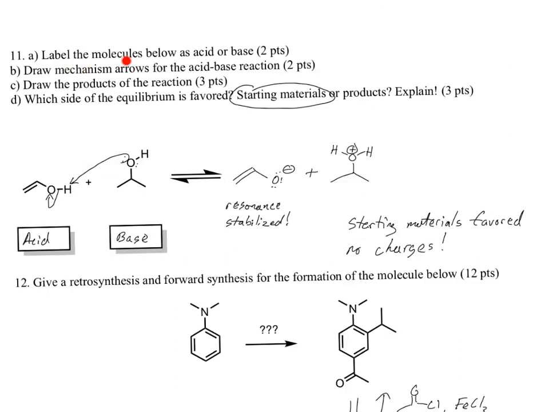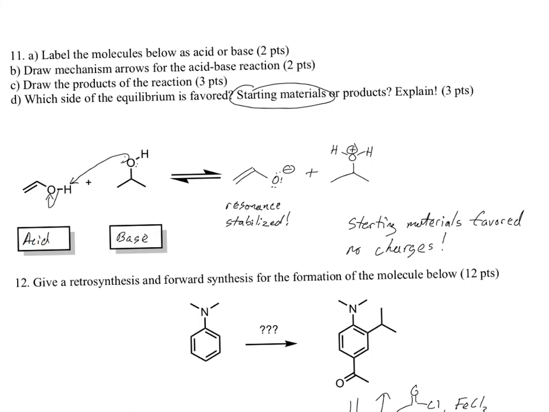Alright, so below, label the molecules below as acid or base, draw mechanism arrows, and draw the products, and which side is favored. So what you'd have to do with this one, because it's not really clear, there's no charges on either of these, you have to probably draw out both possibilities, where this is the acid or this is the base, to really figure this out, to see the products. Because again, I think looking at the products helps us see it. So at the end of the day, this should be the acid, this one's more acidic, this is more basic. And we can look at the products to understand why.